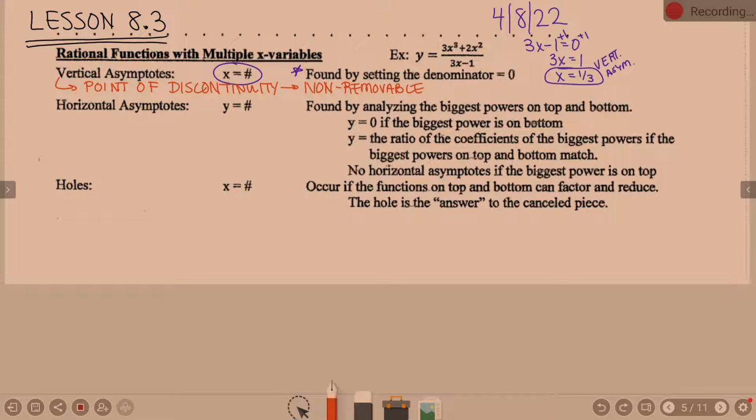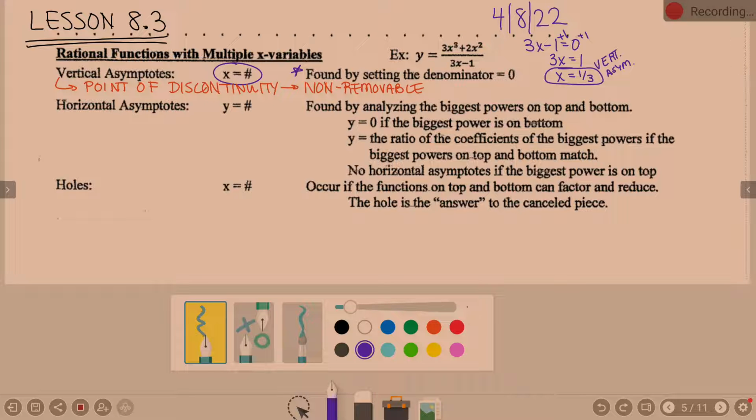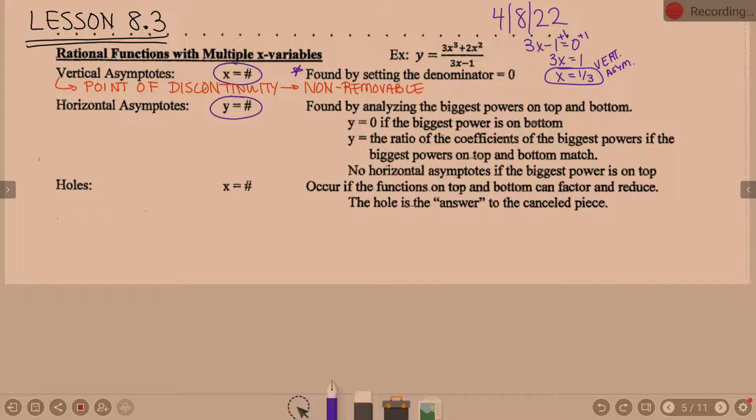Now, we also have been talking about horizontal asymptotes, right? We've had both in our graphs. A horizontal asymptote, well, just like yesterday, is always y equals a number, because it's where it crosses the y-axis at a certain number. Now, this one's a little different with how we find it. And notice it says, found by analyzing the biggest powers on top and bottom. We're going to analyze the biggest powers on top of the fraction and on bottom of the fraction. And that's going to tell me what to do here.